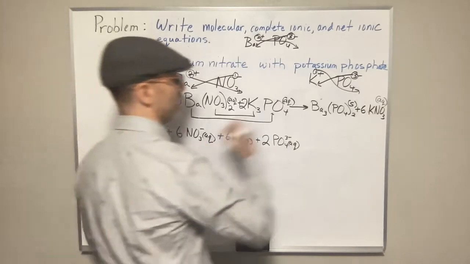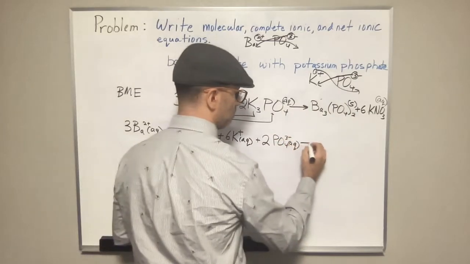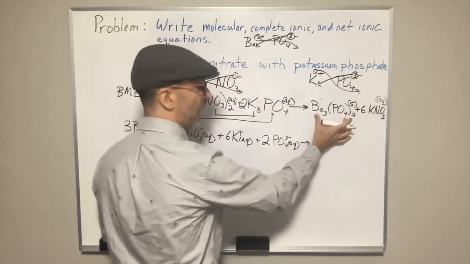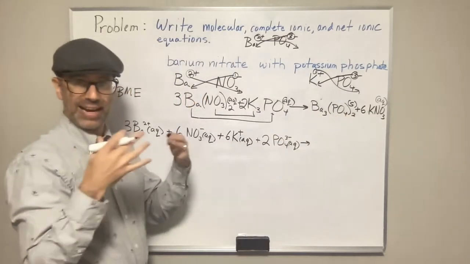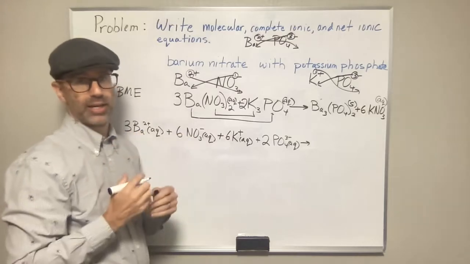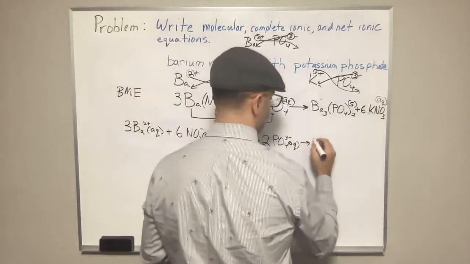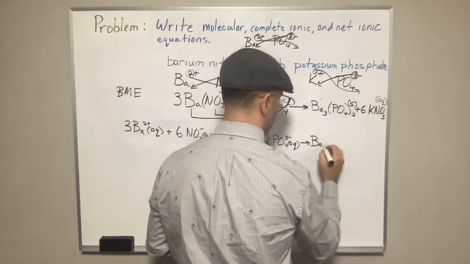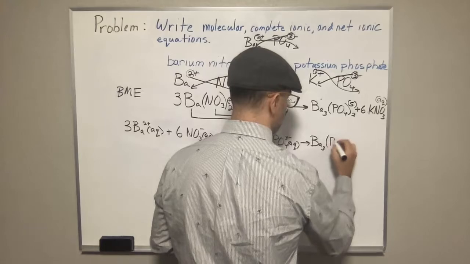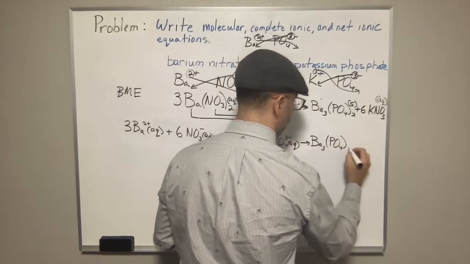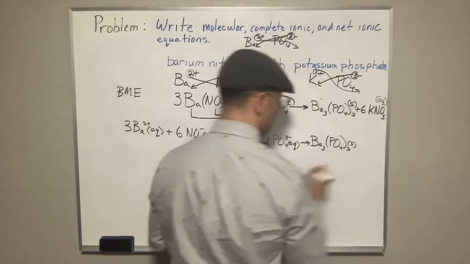And so the next thing is to do the same thing with the products. This is a solid, so the ions are actually bonded together in an ionic compound. So that's going to stay together. So we'll just keep that the same. So Ba3(PO4)2 solid.